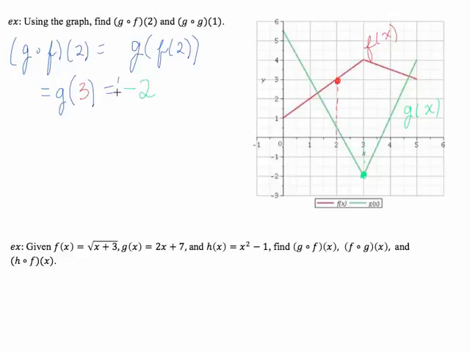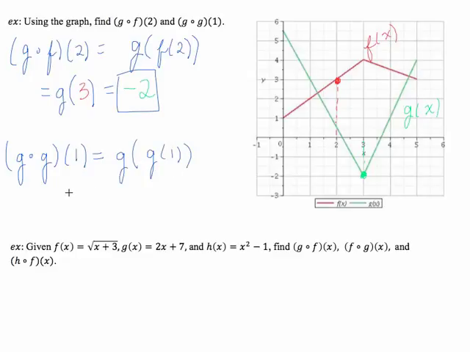So g composed of f of 2 equals -2. You can also compose a function with itself. Let's find g composed of g of 1. That means g of g of 1. We work from the inside out, so we're going to find g of 1 first.